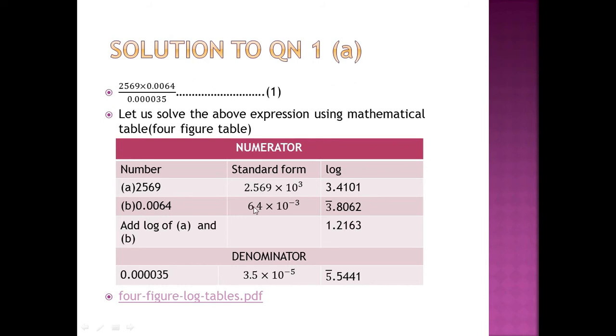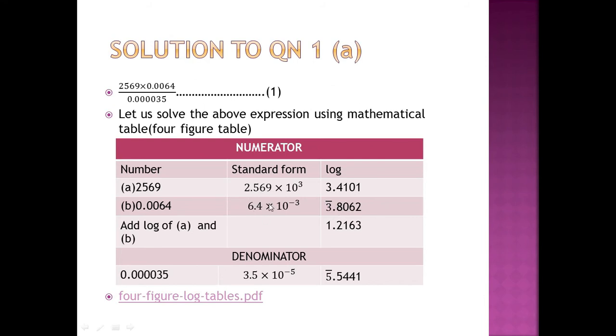The next number is 0.0064, converted into standard form, which is going to be 6.4 times 10 to the negative 3. When you count from the left, the value of the exponent is going to be negative: 1, 2, 3. But in a log, we start with bar 3. Negative 3 is going to be bar 3 point.